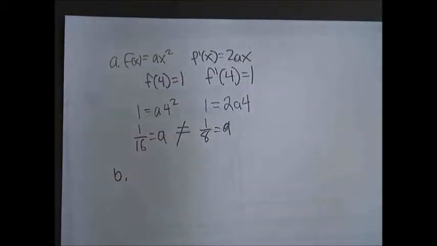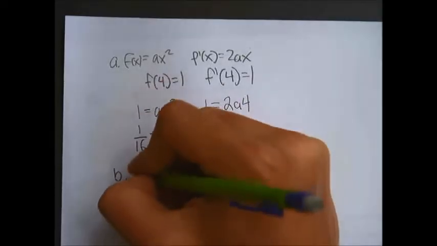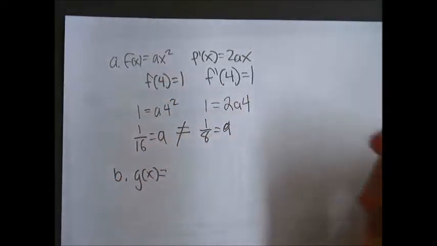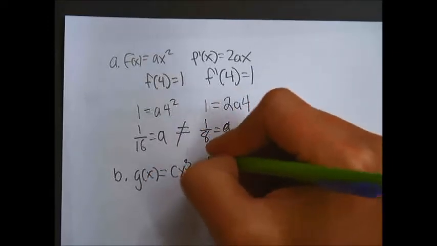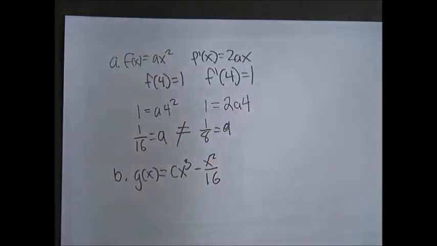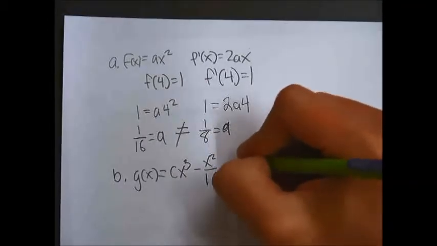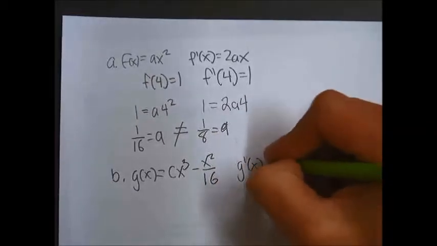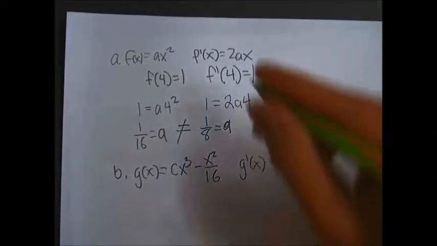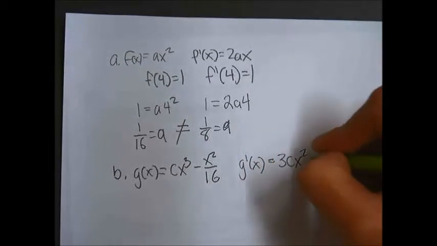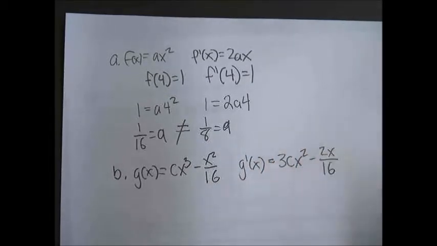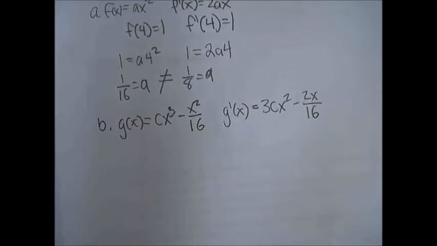On to B. B, now we're trying a cubic function. The cubic function they give us is that g of x is equal to cx cubed minus x squared over 16. Same idea. I'm going to find the derivative of this thing because I'm going to have to use that to make sure the derivative is equal to 1. And I get 3cx squared minus 2x over 16.